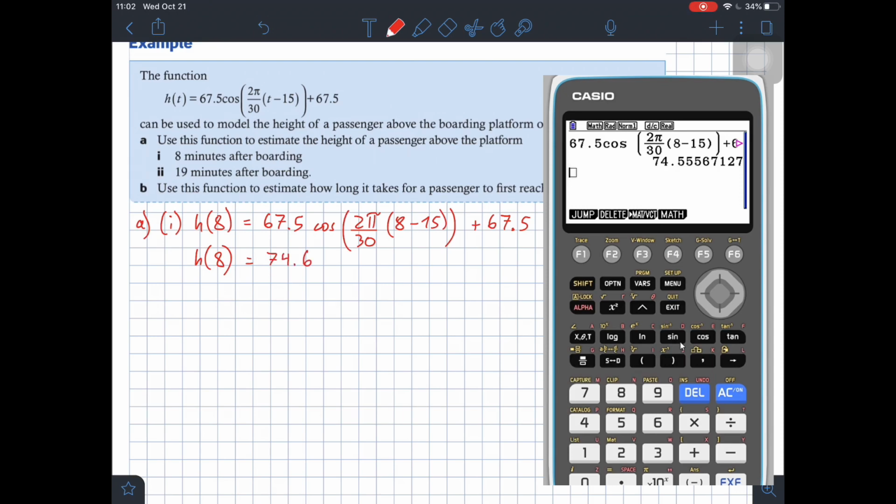74.6, and this is in meters, I think, right? Height of the passenger is meters. So this is our first answer.